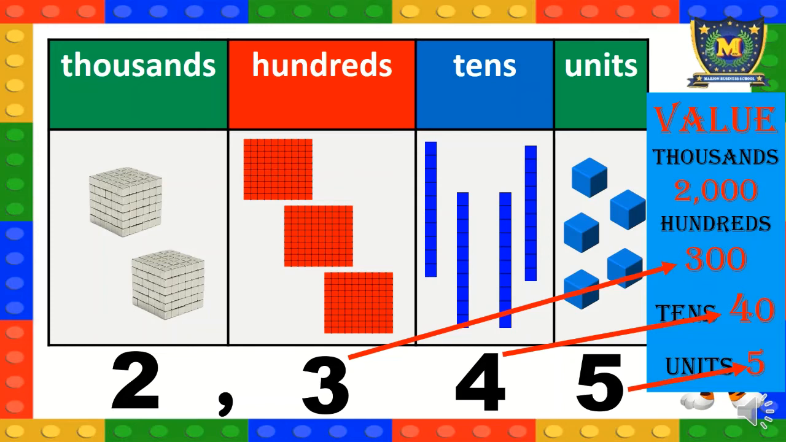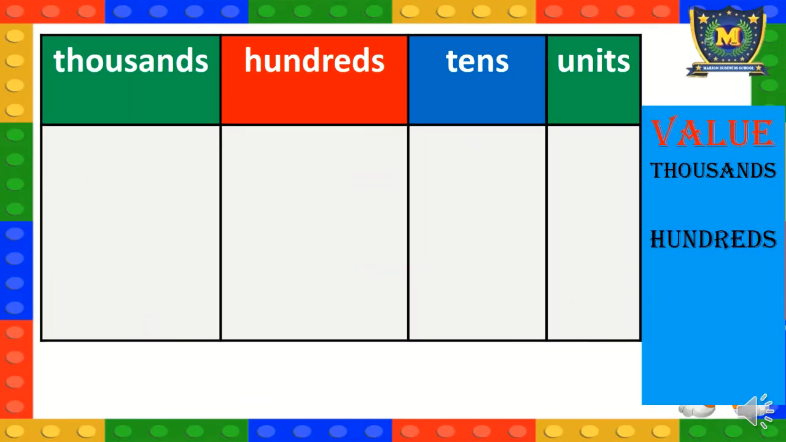So we have here 2 cubes, and the value for 2 cubes is 2,000, because 1 cube is equal to 1,000, and we have here 2 cubes. So all you have to do is to add 1,000 2 times. Now this time, I set up, you count, and tell me the value. Are you ready? Okay, now let's start.